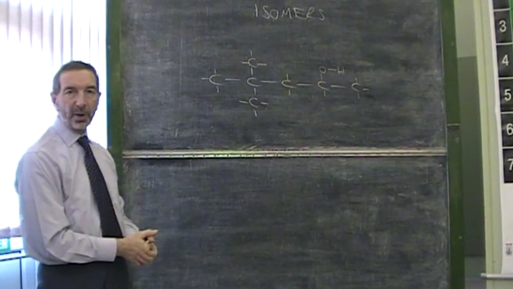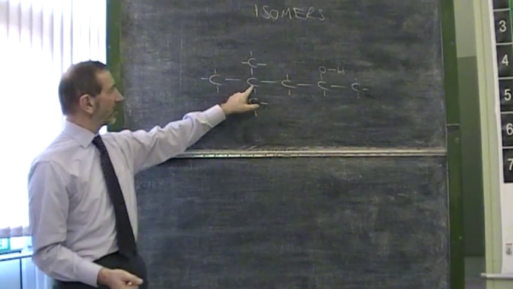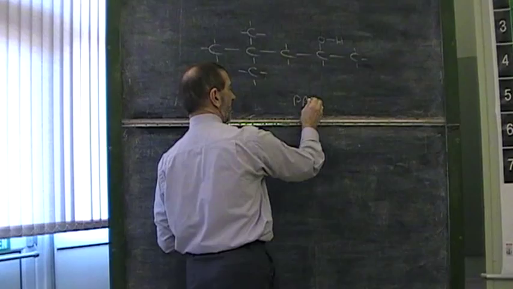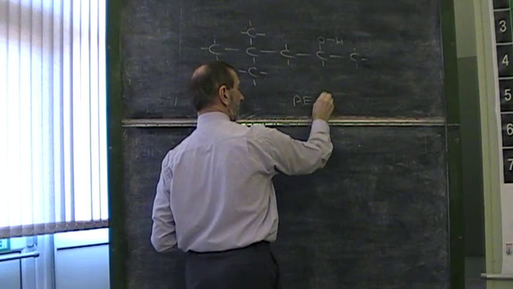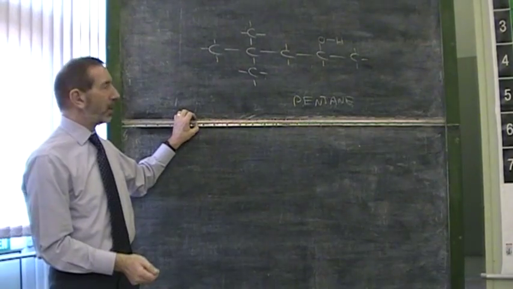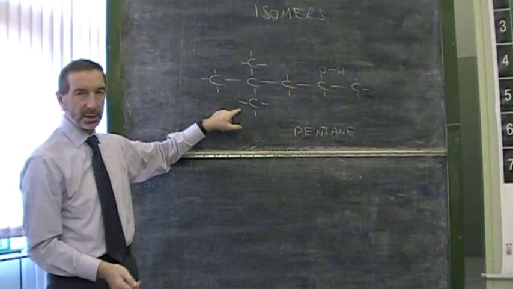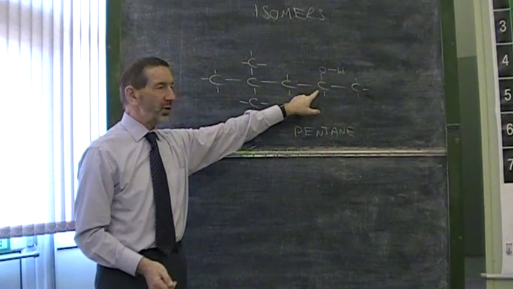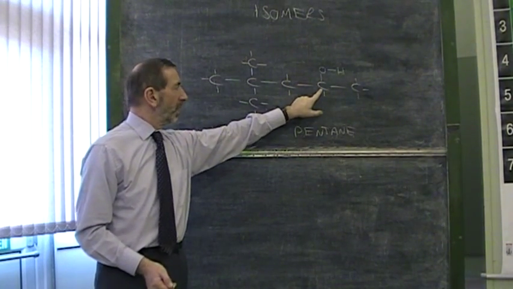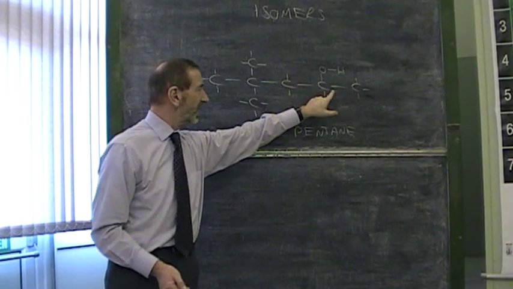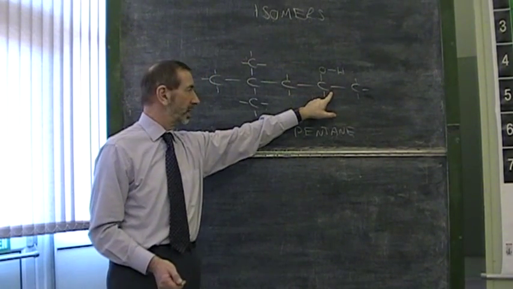We look first of all for the longest carbon chain. There it is, 1, 2, 3, 4, 5 carbons. So this structure is based on pentane. The most important thing in this molecule, however, is not the branches, but the hydroxyl group. And to indicate its importance, we use the smallest number possible. We say that the hydroxyl group is on the second carbon atom in the chain.